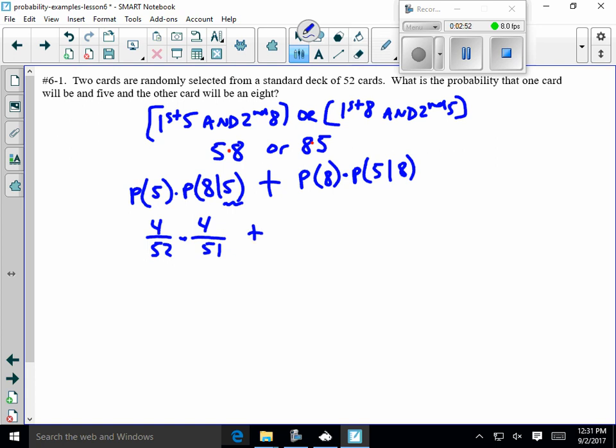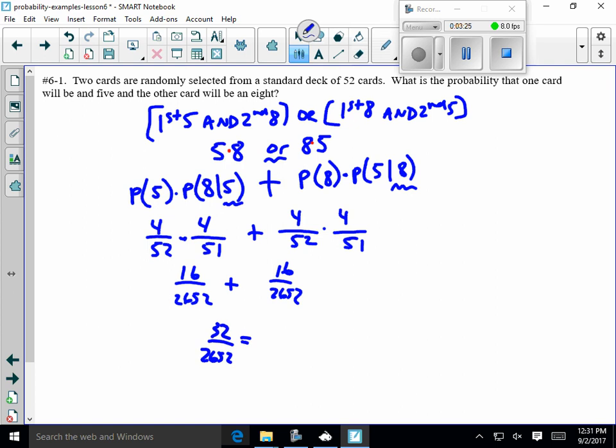Okay, plus, now, when I go across a plus sign here, I'm starting back over again with or. Once I reach an or, it means I'm considering the problem fresh, right? So that means I'm back to having all 52 cards in the deck. 4 of those are 8s. And out of the 51 remaining cards, if I drew an 8 the first time, all 4 5s would be in the deck. So it would be 5 out of 51. Right? So that turns out to be 16 out of 2652 plus 16 out of 2652, or 32 out of 2652, which turns out to be 0.0121. So a little over 1% chance of getting one to be a 5 and the other to be an 8.